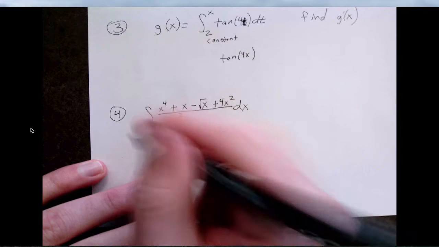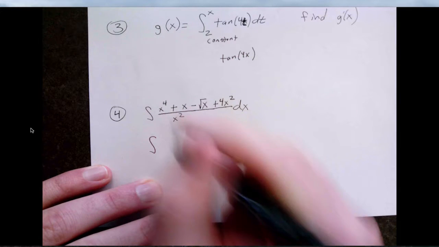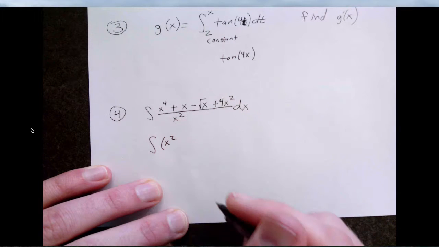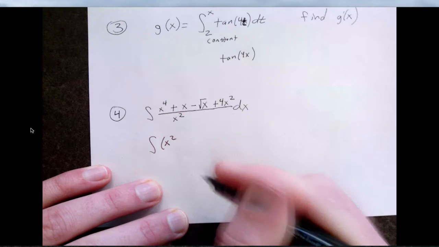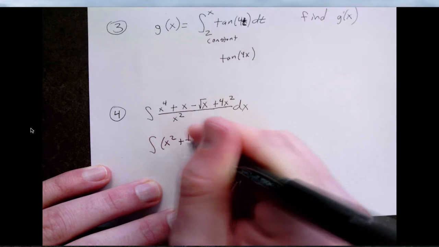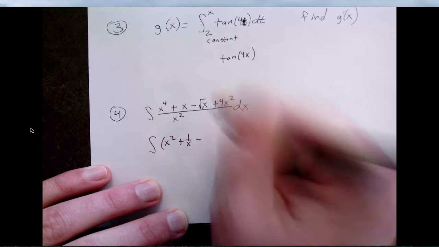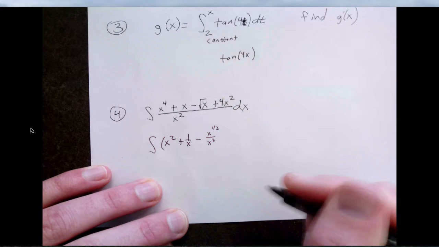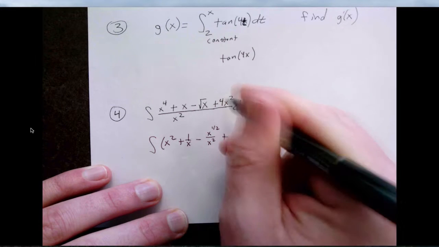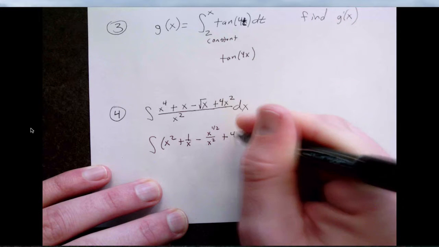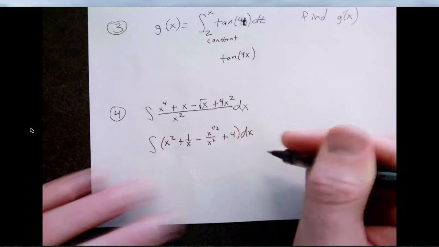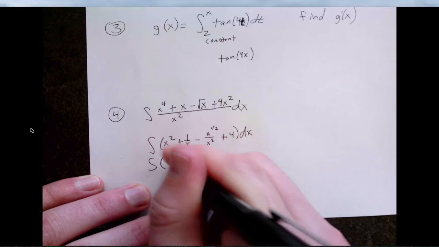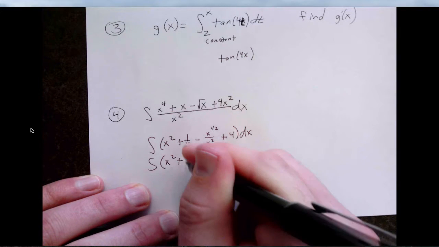All right, this next one is on here to see if you can break the fraction up into all the separate little fractions. So if I take x to the 4th over x squared, that's going to simplify to x squared. X over x to the 1 is 1 over x. Okay, now I have x to the half over x squared, which I will simplify in a second. Okay, next I have 4x squared over x squared, which is 4. Okay, keep it going. And I'm just simplifying, trying to make it in a form where I can use the power rule.